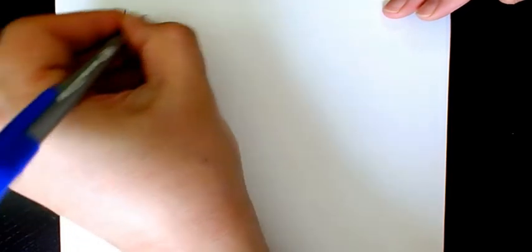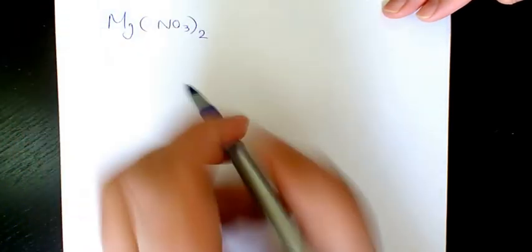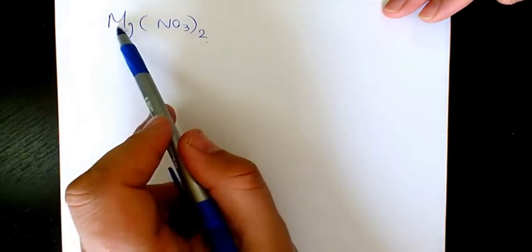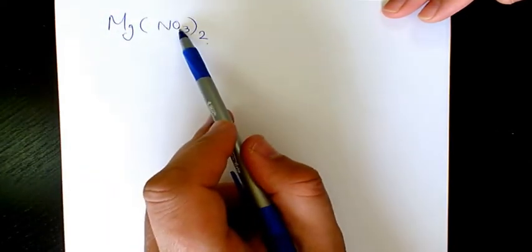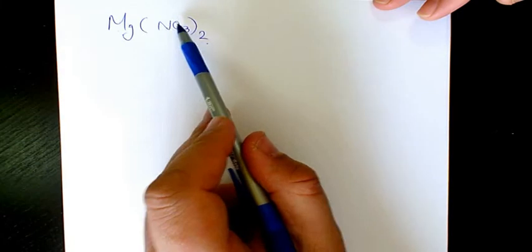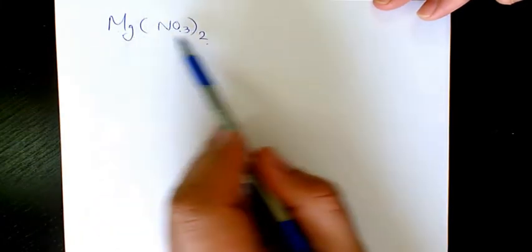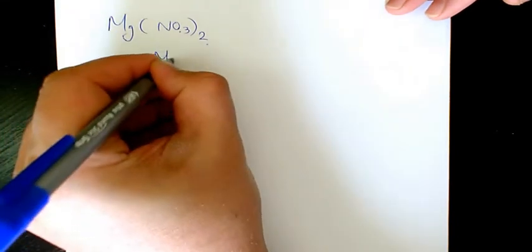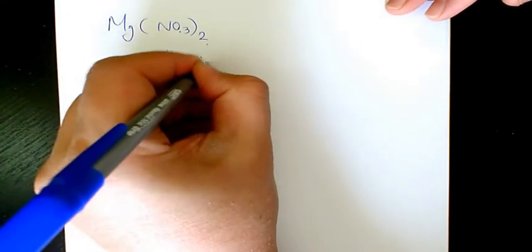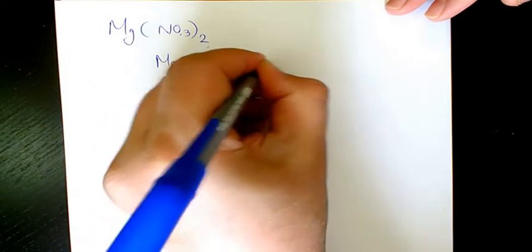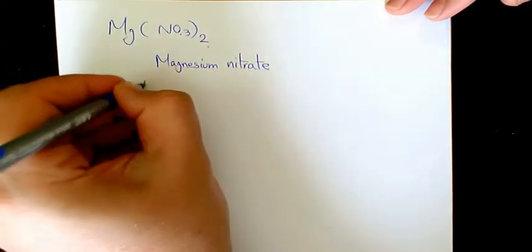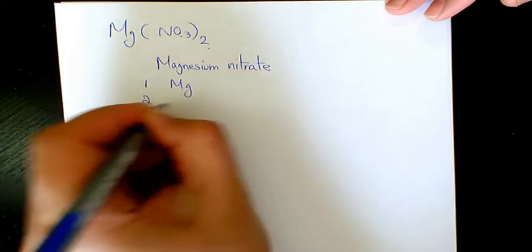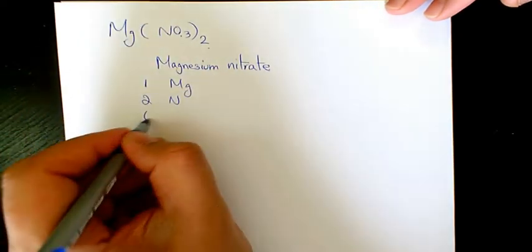Next compound is magnesium nitrate, Mg(NO3)2. Again, the reason we have 2 here is because magnesium is 2 plus and NO3 is the polyatomic ion nitrate. It is NO3 negative 1, so that's why 1 and 2 sit here. So I'm going to write the name, magnesium nitrate. So we have 1 atom of magnesium, 2 atoms of nitrogen, and 6 atoms of oxygen.